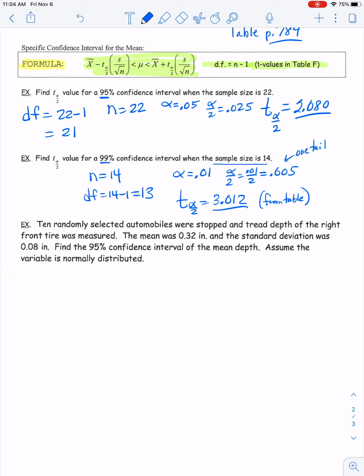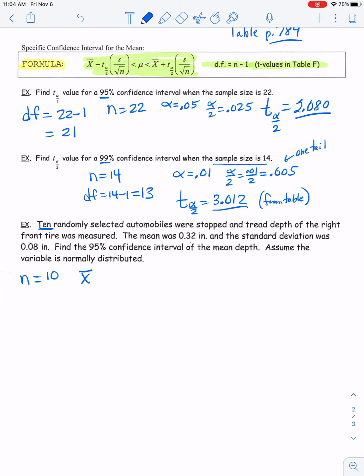10 randomly selected automobiles were stopped and the tread depth of the right front tire was measured. The mean was 0.32 and the standard deviation was 0.08. Find the 95% confidence interval of the mean depth. Assume the variable is normal. All right, so here we go. We need to figure out what N is. Well, from that first sentence, N is 10.